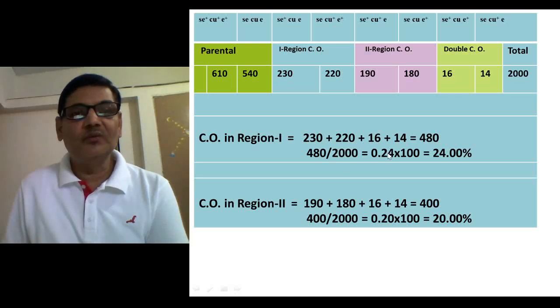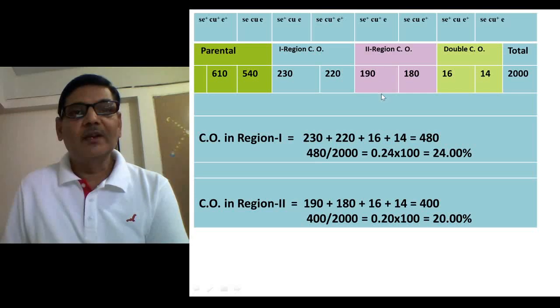It comes 0.24 multiplied by 100, because you have to find out percentage. So it comes 24%. It means there is a distance of 24 centimorgan between SC and Cu. These two genes are located 24 map units or 24 centimorgan apart.